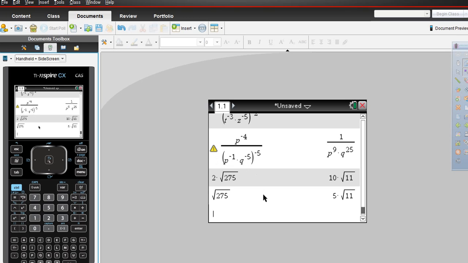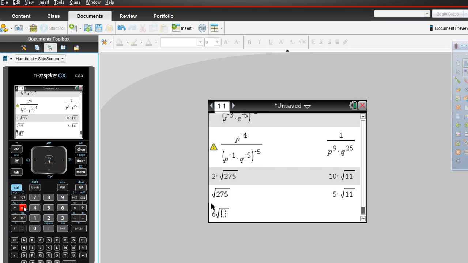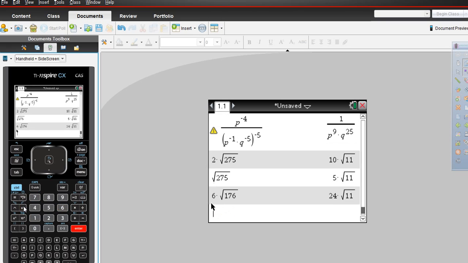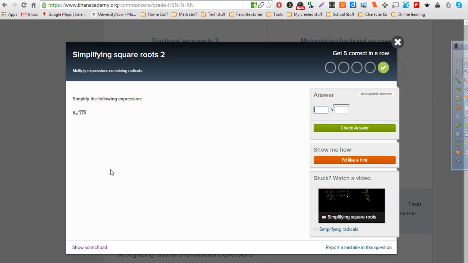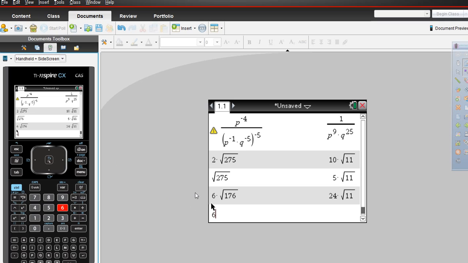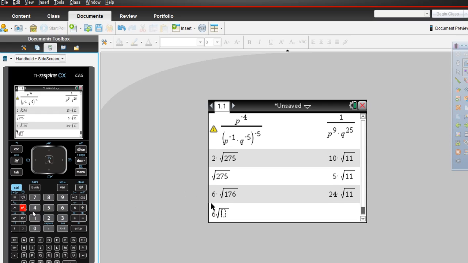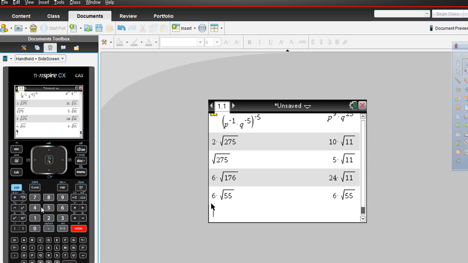6 root 176. So 6 square root of 176. I get 24 root 11. And 6 root 55. 6 root 55. And that cannot be simplified any, does it?